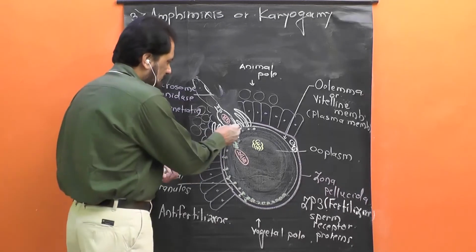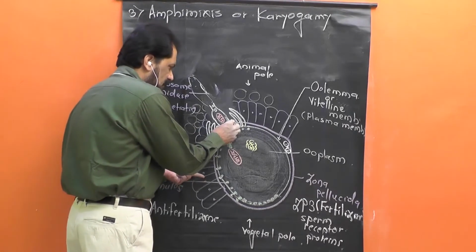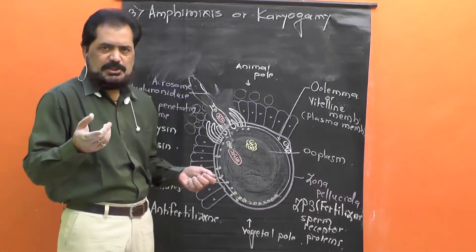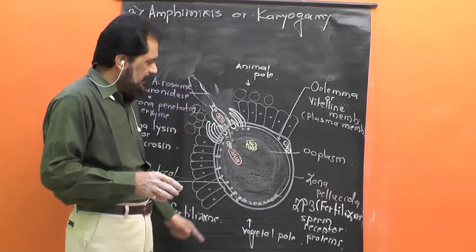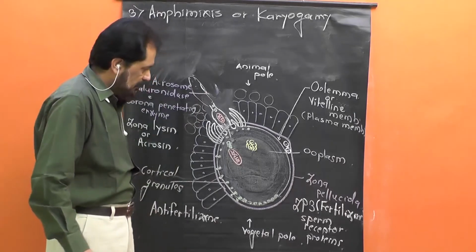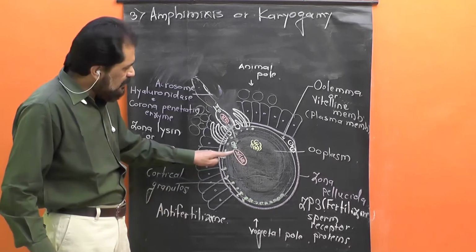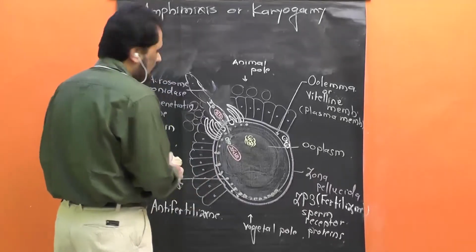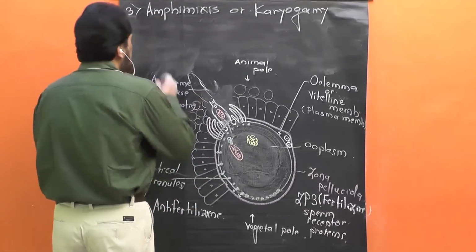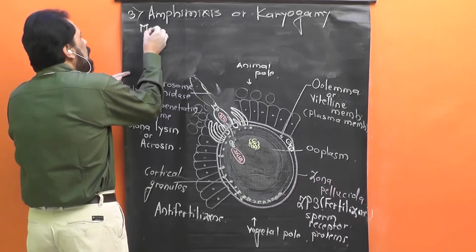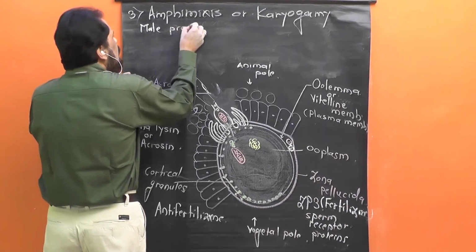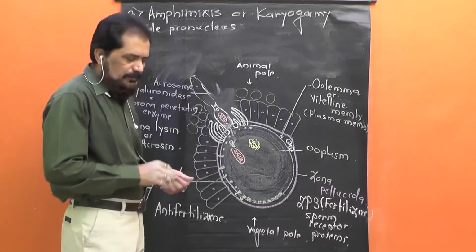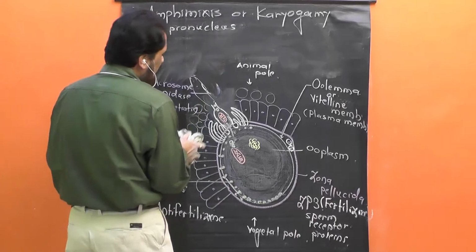या ठिकाणी अर्थात स्पर्मची एंट्री झाल्यानंतर इथे परत फर्टिलायझेशन मेम्ब्रेन तयार होतं अँड फर्दर एंट्री ऑफ स्पर्म इज नॉट पॉसिबल. Now what happens? Now this nucleus of sperm is called as male pronucleus. The nucleus of sperm is called male pronucleus.